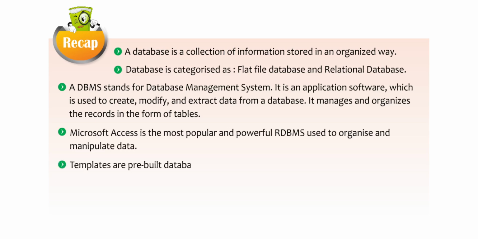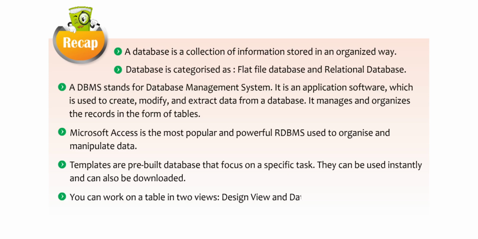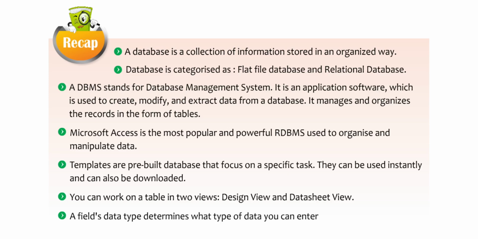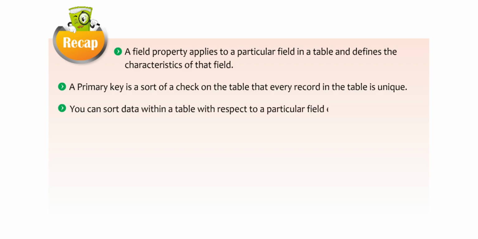Templates are pre-built databases that focus on a specific task. They can be used instantly and can also be downloaded. You can work on a table in two views, Design View and Datasheet View. A field's data type determines what type of data you can enter into a field. A field property applies to a particular field in a table and defines the characteristics of that field. A primary key is a sort of a check on the table that every record in the table is unique. We can sort data within a table with respect to a particular field either in an ascending or a descending order.